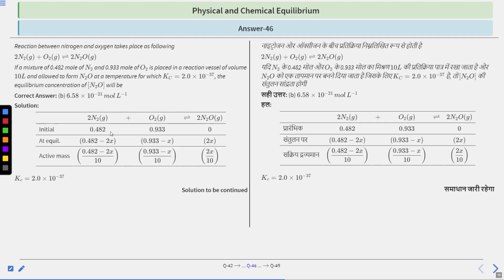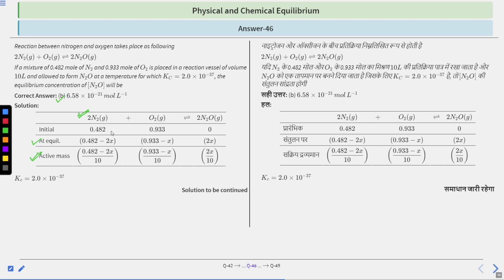Okay, so let's see. The correct answer is option B, 6.58 into 10 to the power minus 21 mole per liter. We have been given this reaction in the question: 2N2 plus O2 will give you 2N2O. Initially 0.482 and 0.933 moles are present for N2 and O2. It is given in the question, right? And at equilibrium, the N2 moles will become 0.482 minus 2x, O2 moles will become 0.933 minus x, and N2O moles will become 2x.